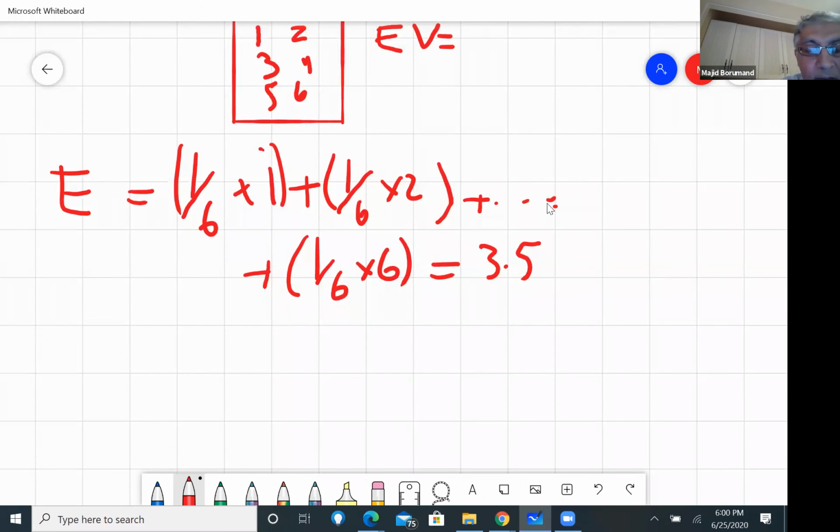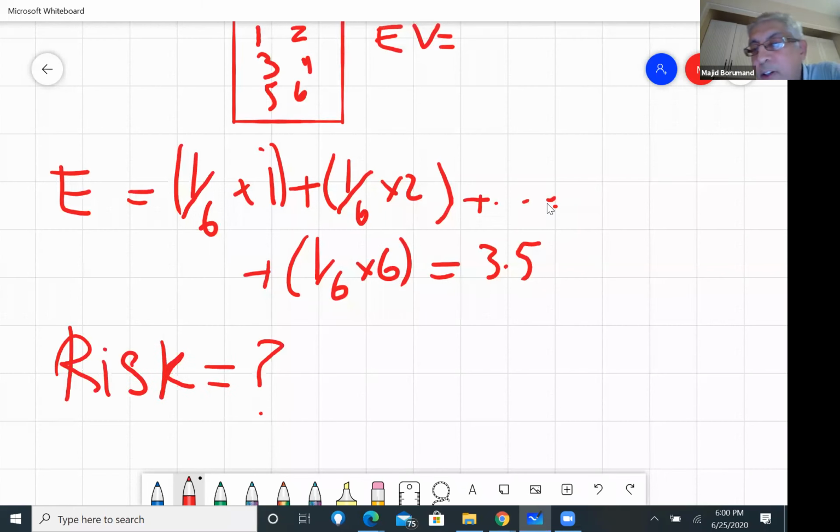And what is risk? Now that we are at it, how did you define risk in this class? Anybody? I think CAPM. It's a definition, like a dictionary definition of risk. I mean, a financial dictionary. How do you define risk? This is very important, guys. How do you define a risky investment?